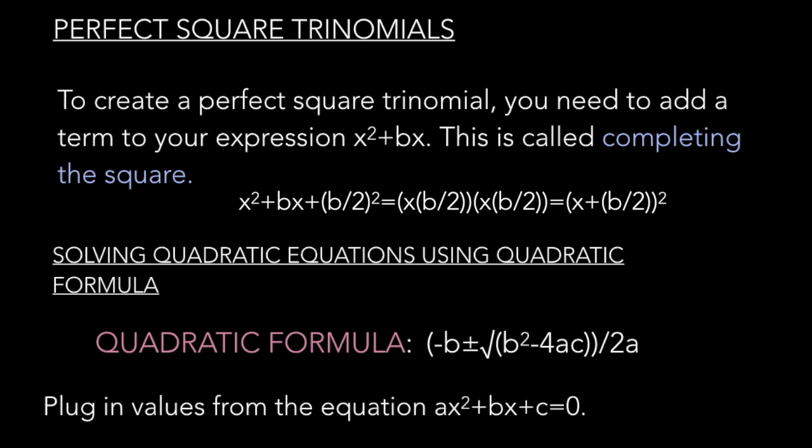The quadratic formula is negative b plus or minus the square root of b squared minus 4ac, all over 2a. To solve quadratic equations using the quadratic formula, plug in values from the equation ax squared plus bx plus c equals 0. The discriminant of the quadratic formula is b squared minus 4ac. If the discriminant is greater than 0, there are two real solutions, or two x-intercepts. If it is equal to 0, there is one real solution, or one x-intercept. If it is less than 0, there are no real solutions, or no x-intercepts.